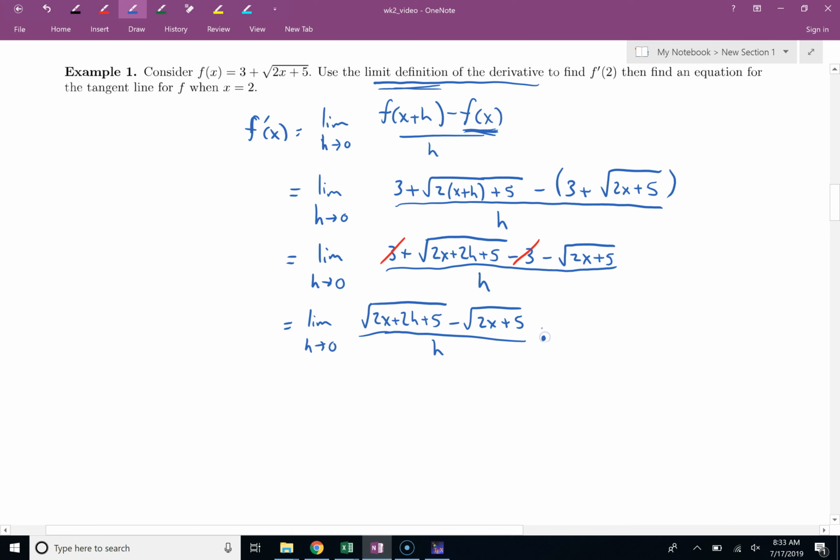So I'm going to go ahead and multiply by the conjugate here. Let me use some parentheses. So let's see, this is going to be the square root of 2x plus 2h plus 5 plus the square root of 2x plus 5. And of course we're going to do that both on the top and the bottom, right? So that way, fundamentally, we haven't really changed anything here. This is just a fancy multiplication by 1, and multiplying by 1 doesn't change anything.